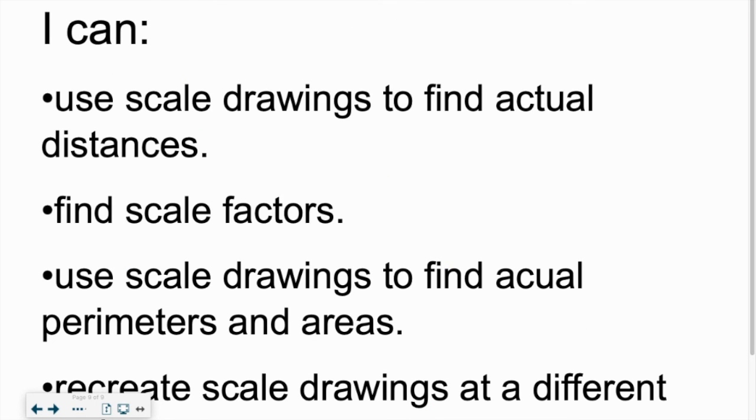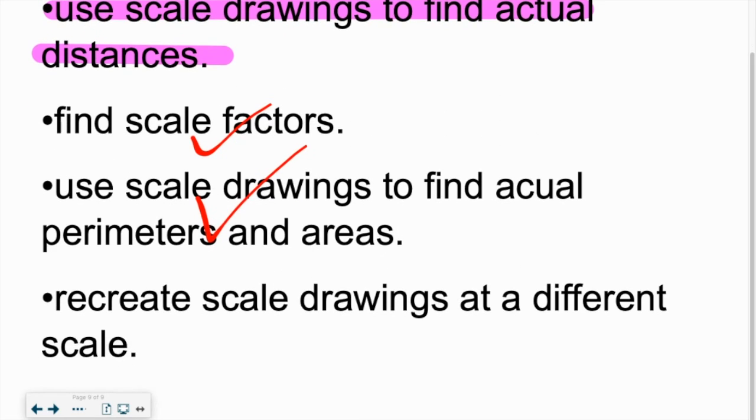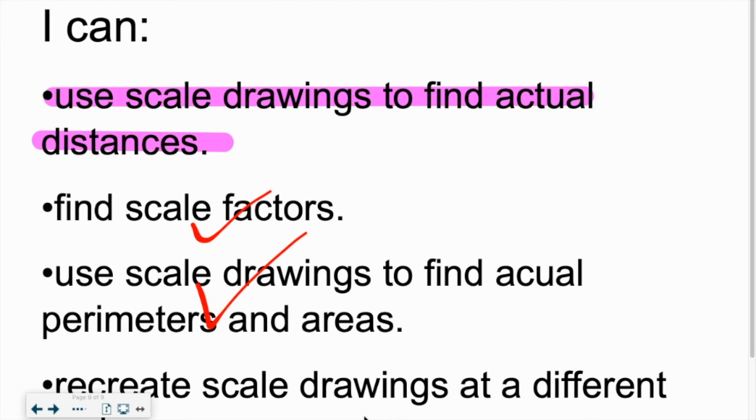But today, again, this is the big takeaway. We want you to be able to say, I can use scale drawings to find actual distances. Yes, we're going to talk about scale factors. That's not the biggest takeaway. Scale drawings to find actual perimeters and areas. You're going to do that. And then it says also recreate scale drawings at a different scale. So you can see those on our scale drawings. And we'll be working on this again. So working with scales and scale drawings, the big takeaway: we want you to be able to say that you can find an unknown measurement using scale drawings in that proportional relationship.